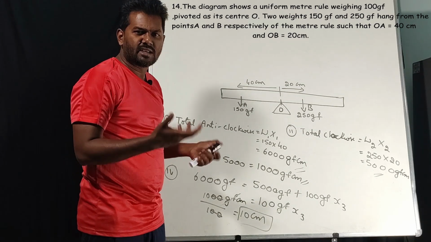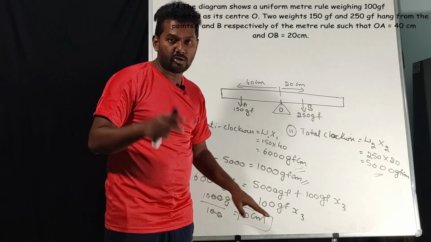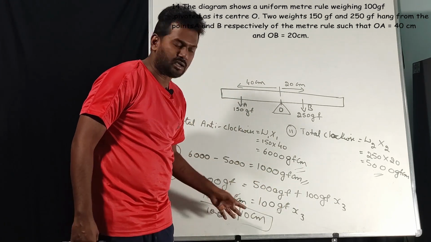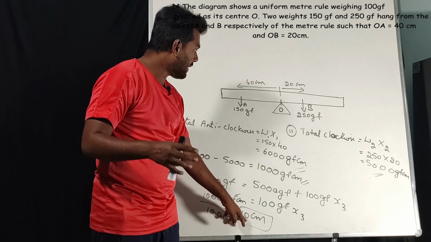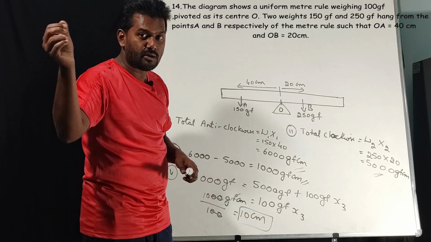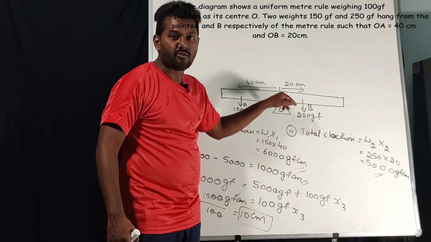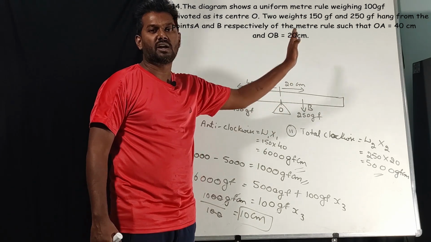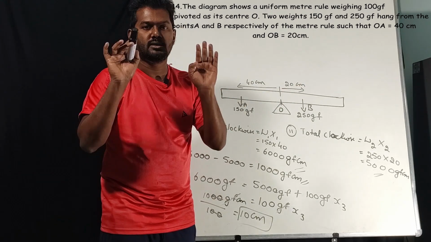So where we are exactly placing this additional 100 GF: 10 centimeter. You know the meaning of x1, x2 and x3, correct? x3 is not the direct final value. No, 10 centimeter means we have to place the additional 100 GF force 10 centimeter towards the right side from the pivoted point. That's it.